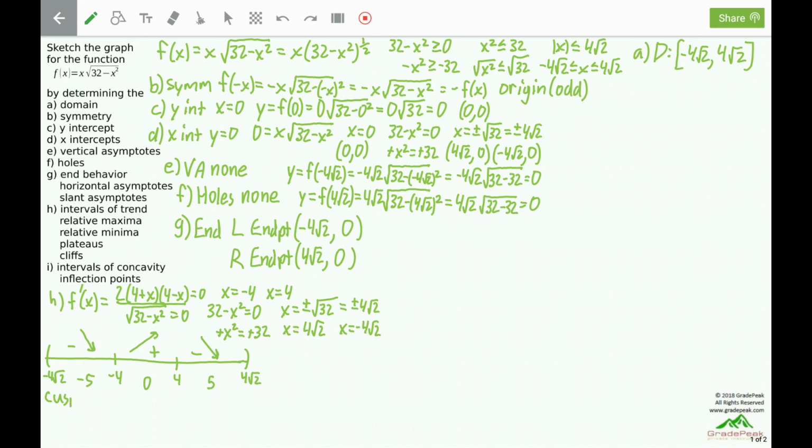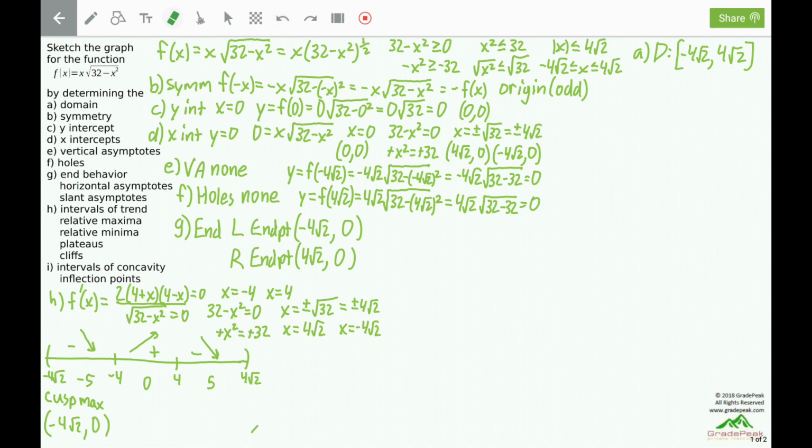So we have a cusp maximum occurring at an x-coordinate of negative 4 square roots of 2. We can find the corresponding y-coordinate by plugging the x-coordinate back into the original function. That's been done already up here because it is the left endpoint, and we found a corresponding y-coordinate of 0.